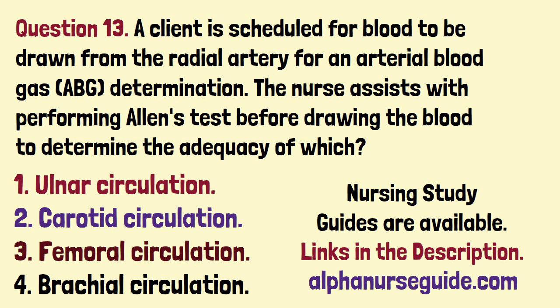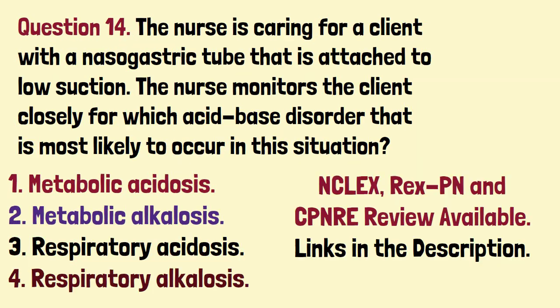The correct answer is 1. Ulnar circulation. Rationale: before performing a radial puncture to obtain an arterial specimen for ABGs, Allen's test should be performed to determine adequate ulnar circulation. Failure to assess collateral circulation could result in severe ischemic injury to the hand if damage to the radial artery occurs with arterial puncture. The remaining options are not associated with this test.